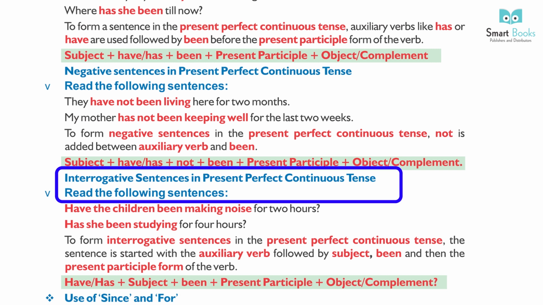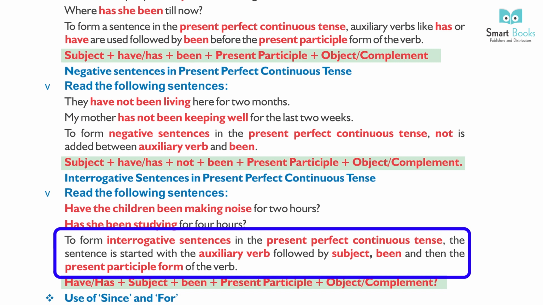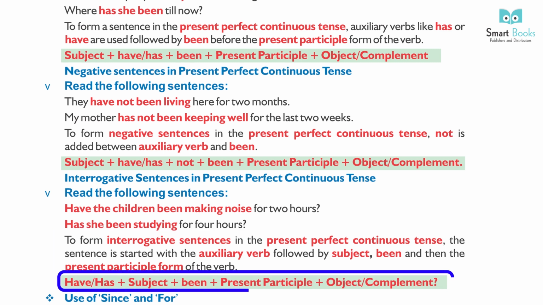Interrogative sentence in present perfect continuous tense. Read the following sentences. Have the children been making noise for 2 hours? Has she been studying for 4 hours? To form interrogative sentences in the present perfect continuous tense, the sentence is started with the auxiliary verb followed by subject, been, and then the present participle form of the verb. Have, has plus subject plus been plus present participle plus object complement.